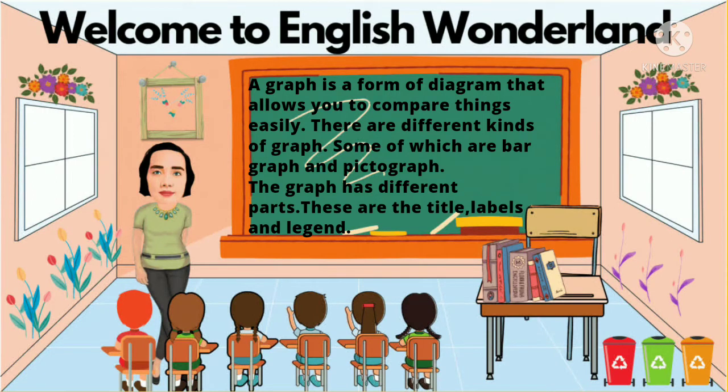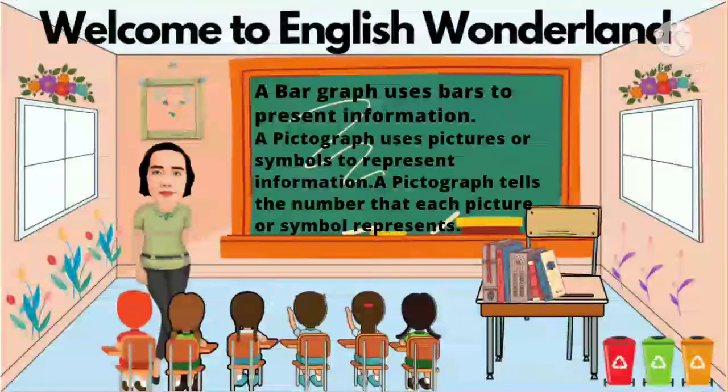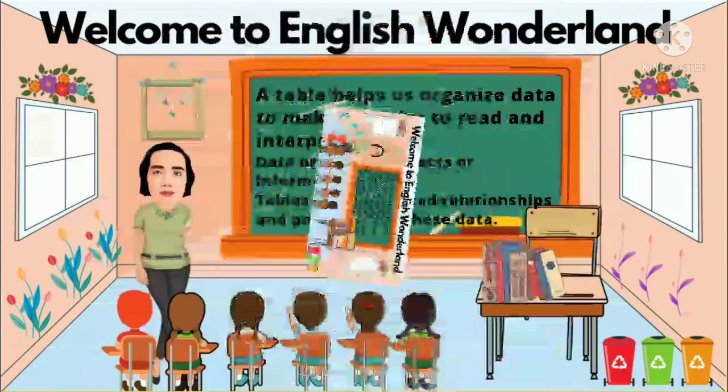The graph has different parts. These are the title, labels, and legend. A bar graph uses bars to present information. A pictograph uses pictures or symbols to represent information. A pictograph tells the number that each picture or symbol represents.